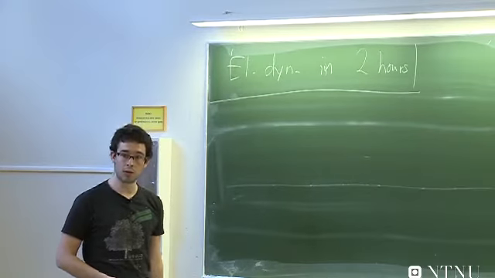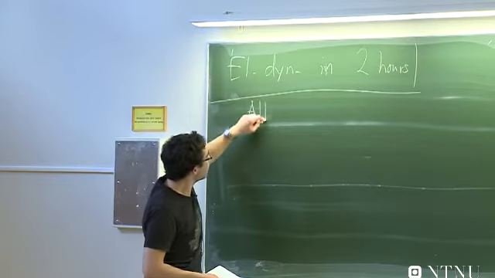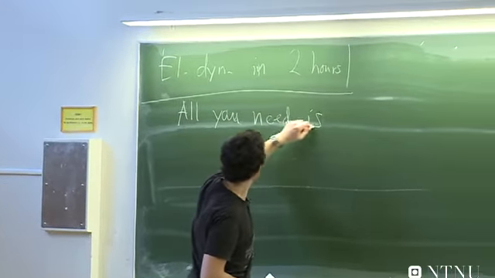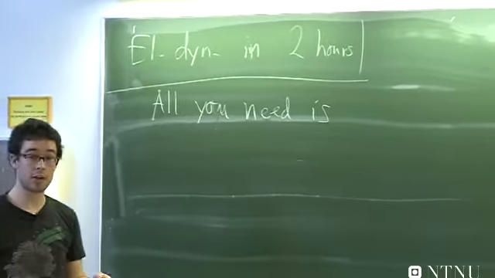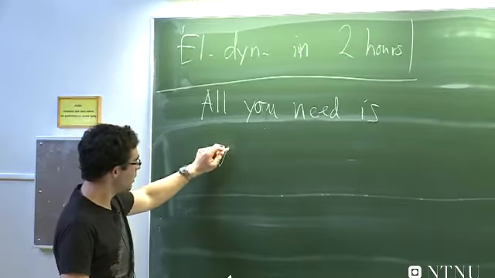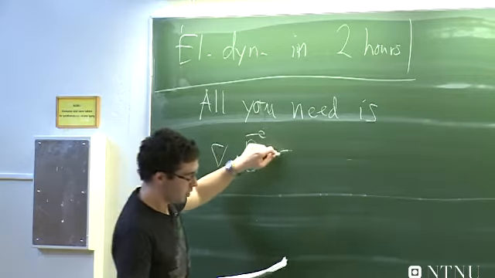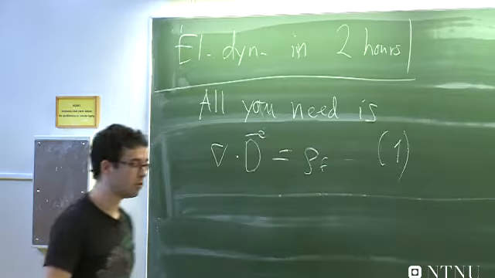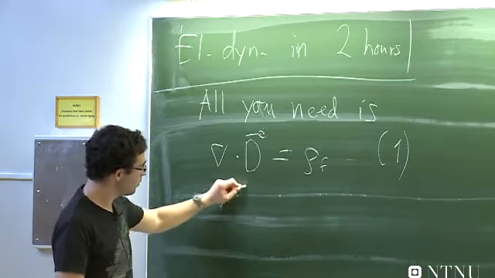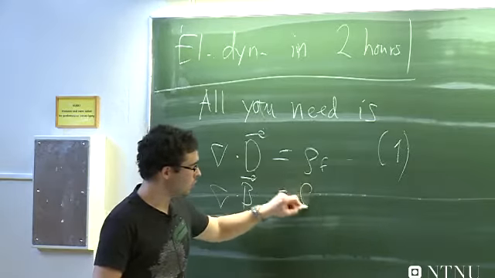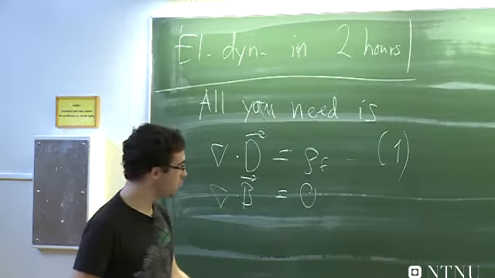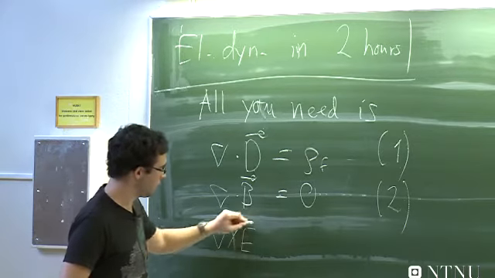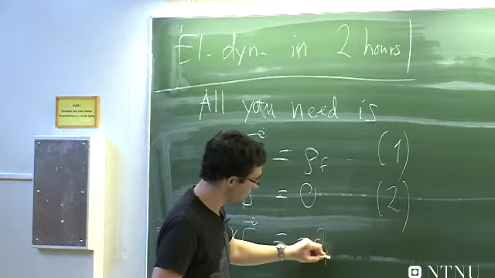First of all, I would like to remind you that all you need is, and it's not love, at least not on the exam, but rather it's that the divergence of D is equal to the free charge density. That's the first law of Maxwell. The B field has no divergence because we haven't seen any magnetic monopoles. The curl of E is equal to minus dt B.